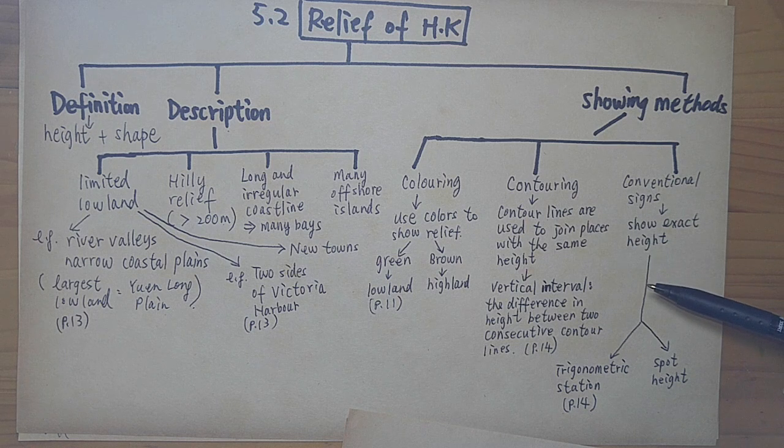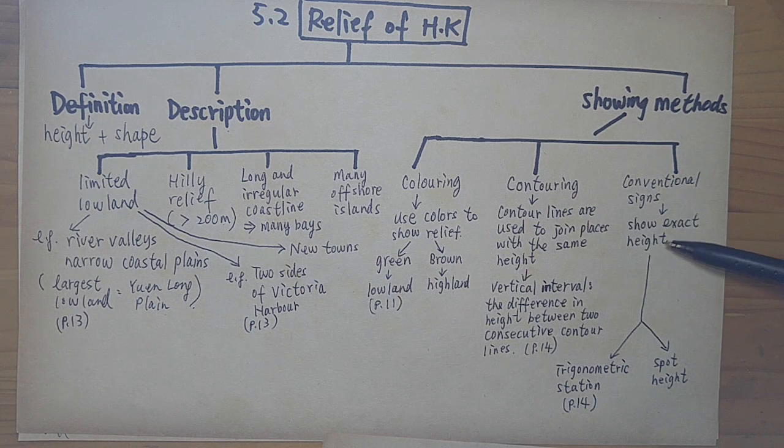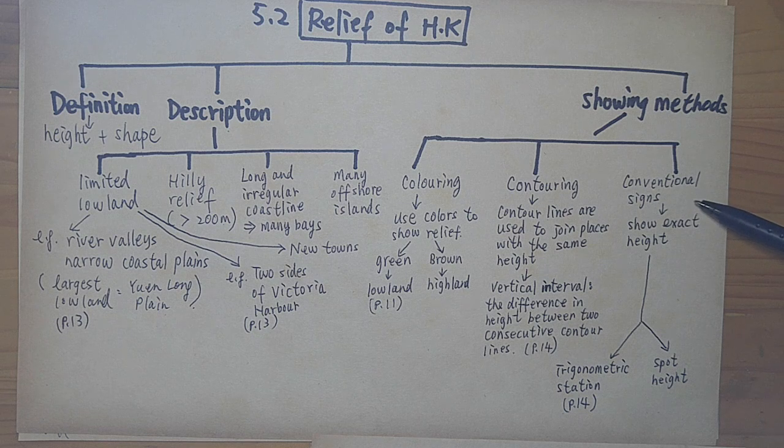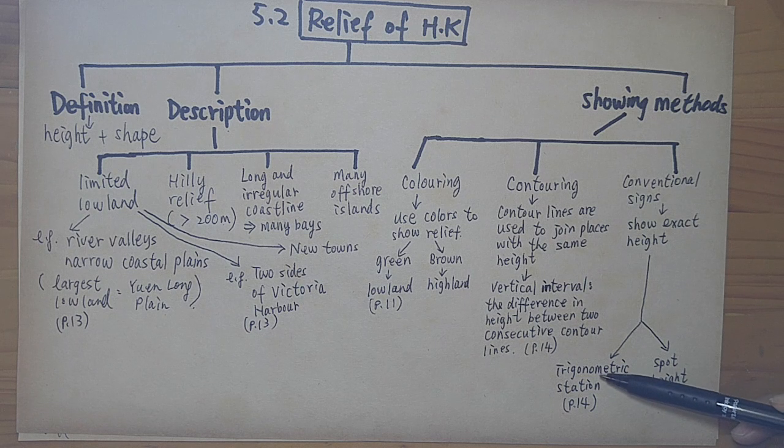Now, the third method to show relief is the conventional sign. In your Form 1, you have learned it before. So this sign will show on the map, and two of them will show the exact height for a mountain, for example. So we have two methods here. We have trigonometric station, 三角網測站. It shows the top of the mountain, okay? The height of the top of the mountain. And the second is spot height, 高程點. Also, it shows you the highest point of a place.